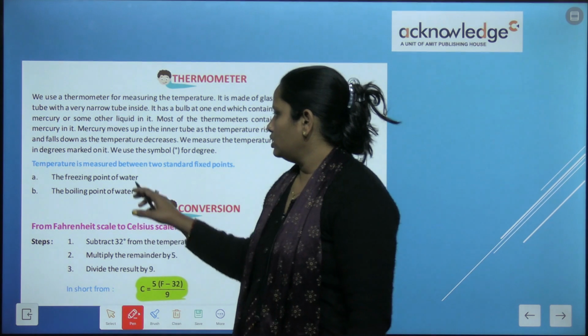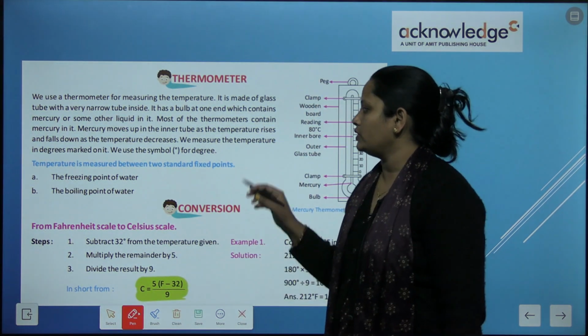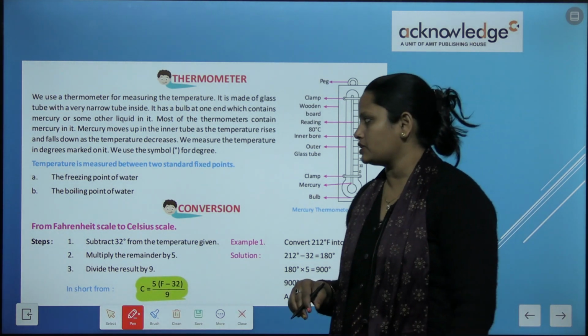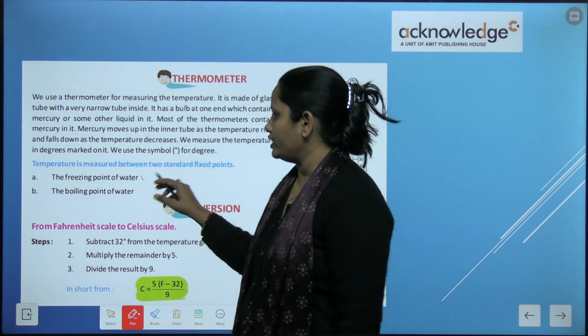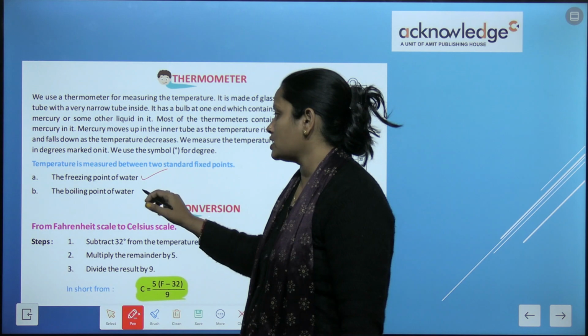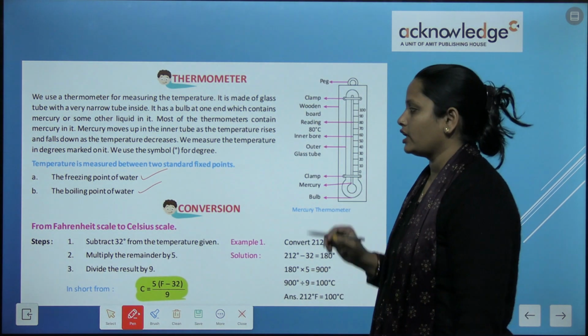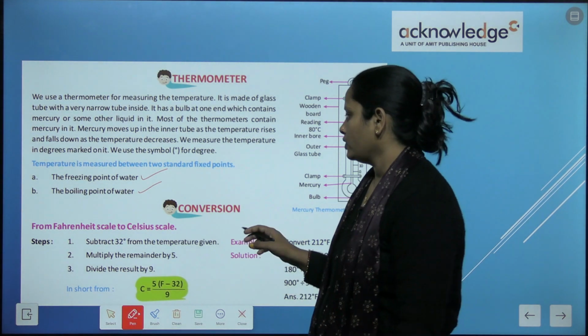So the temperature is measured between two standard fixed points. There are two points between which temperature is measured. The first is the freezing point of water and the second is the boiling point of water. One is the freezing point and the other is the boiling point.